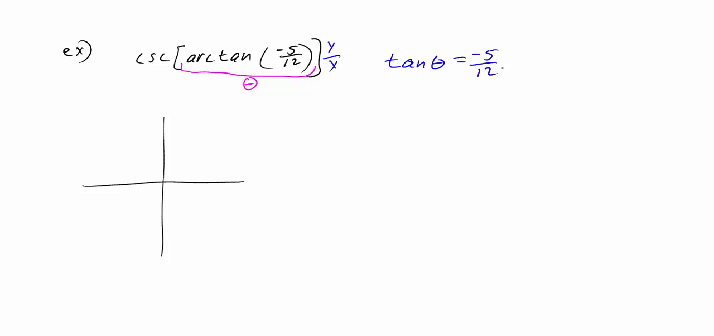Now at this point, the question becomes, we have this negative 5/12. Where does the negative go? Does it go with the 5 or does it go with the 12? Because if we're looking at this negative sign, it's y over x. So we need to figure out, is the y value going to be negative or is the x value going to be negative? And once again, this is where we have to think about our arctangent.